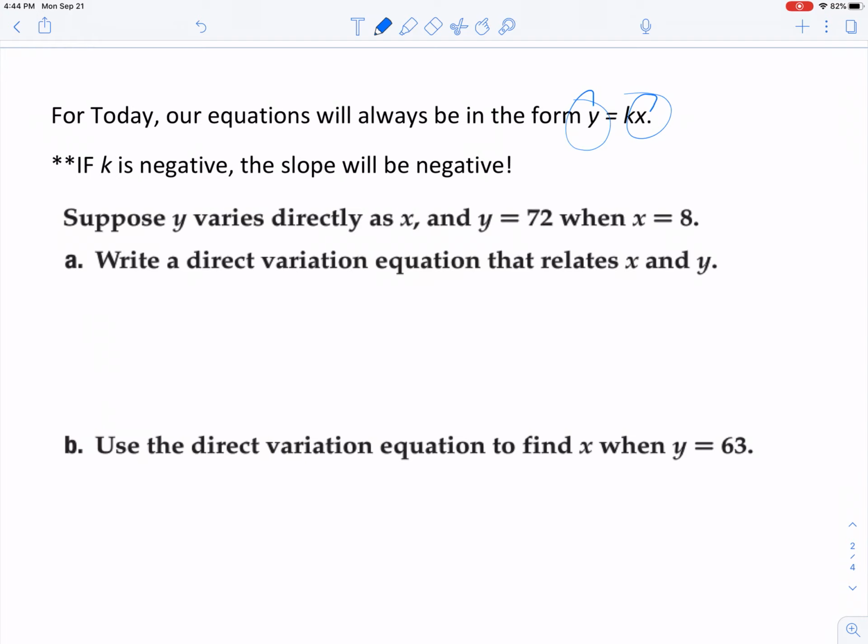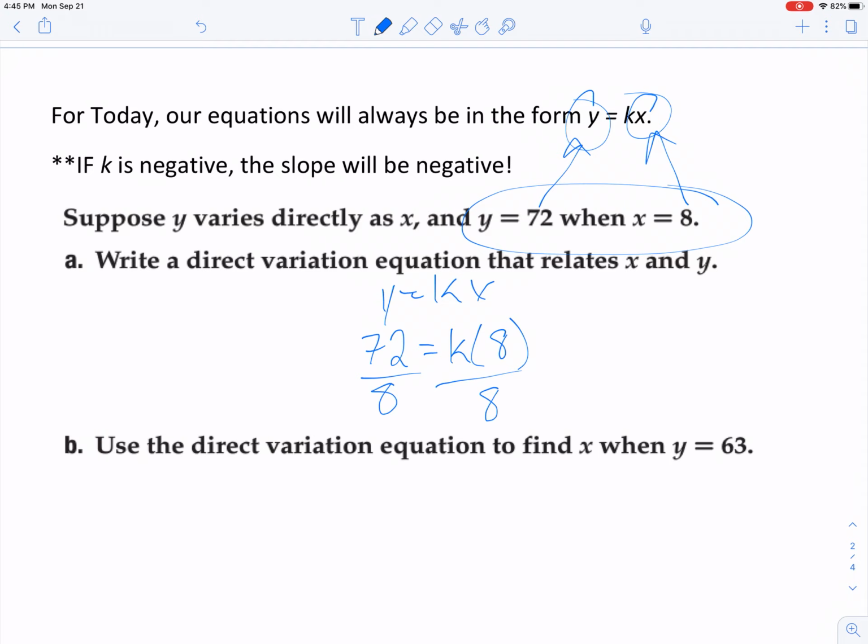So it says, suppose y varies directly as x. This is the important part. y equals 72 when x equals 8. Plug those in and then solve for k. So y equals kx. Great. 72 equals k times 8. And I know for solving, if I want to get k by itself, I just need to divide by 8.